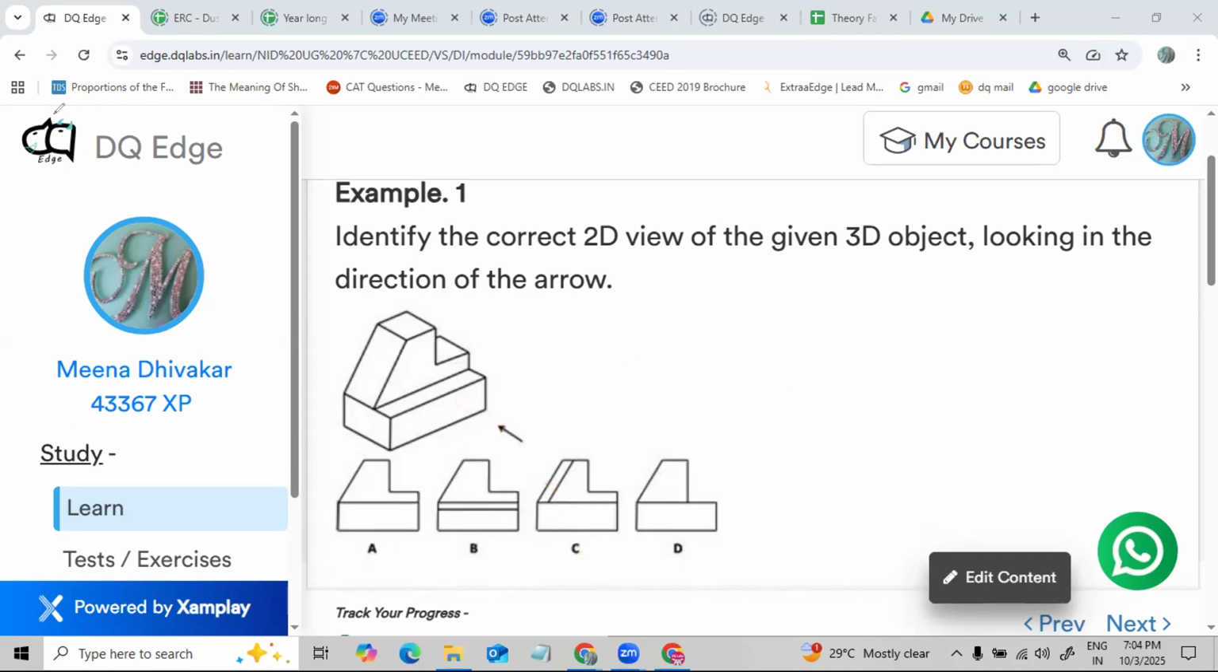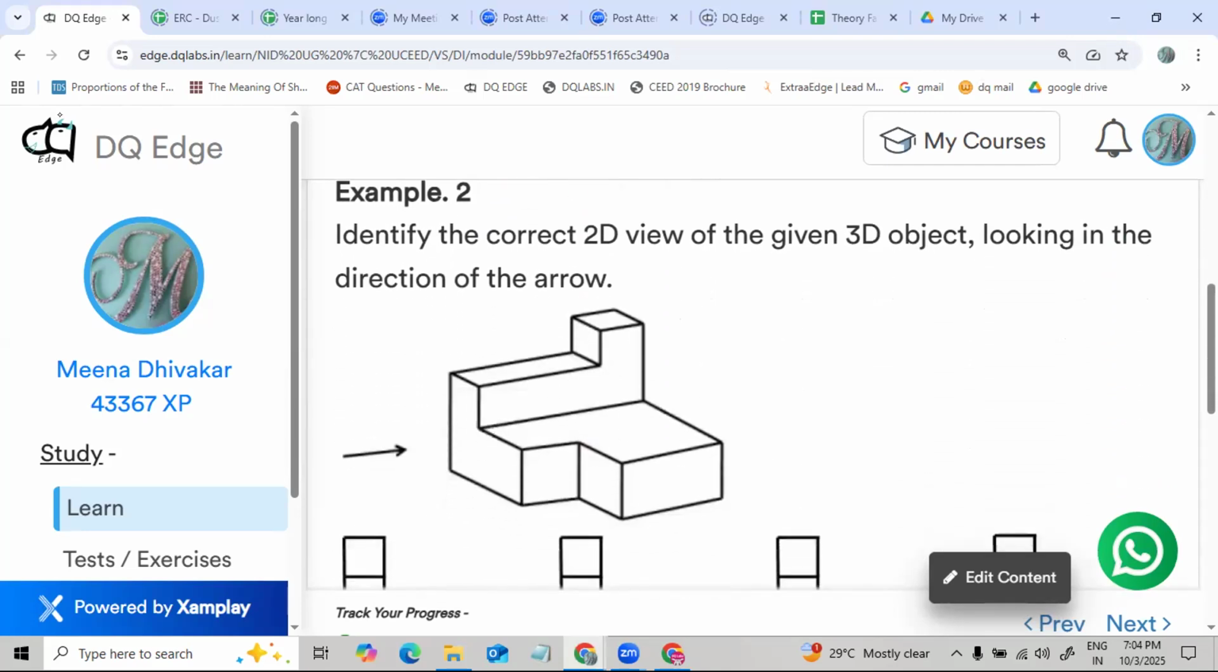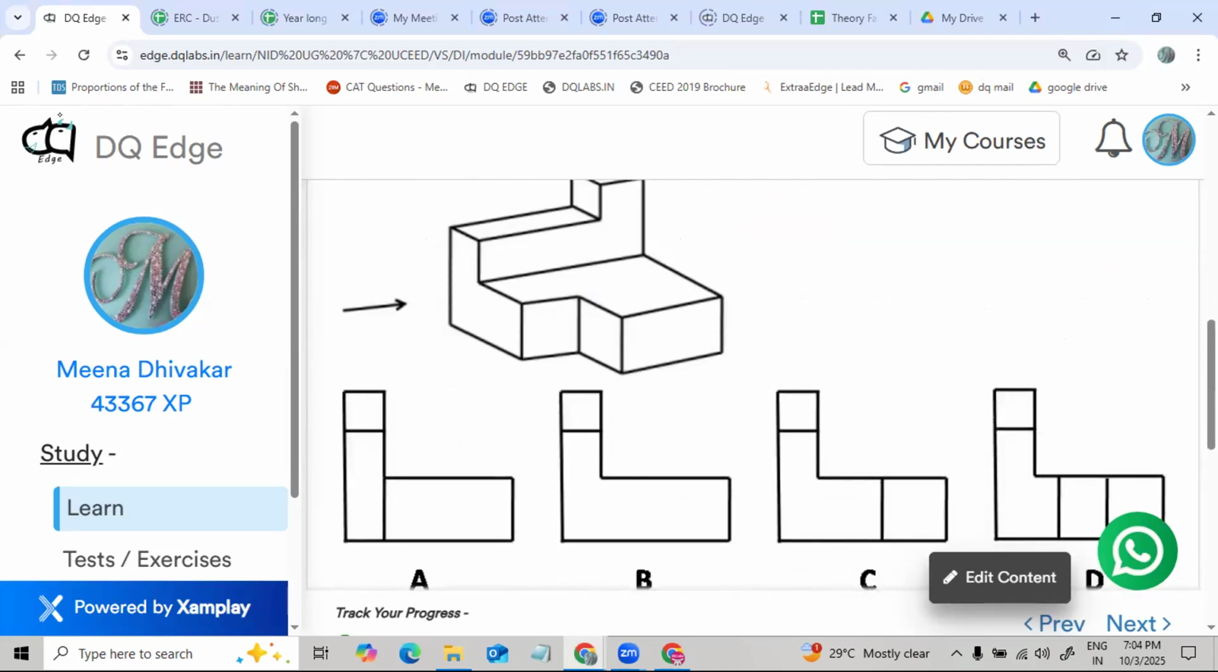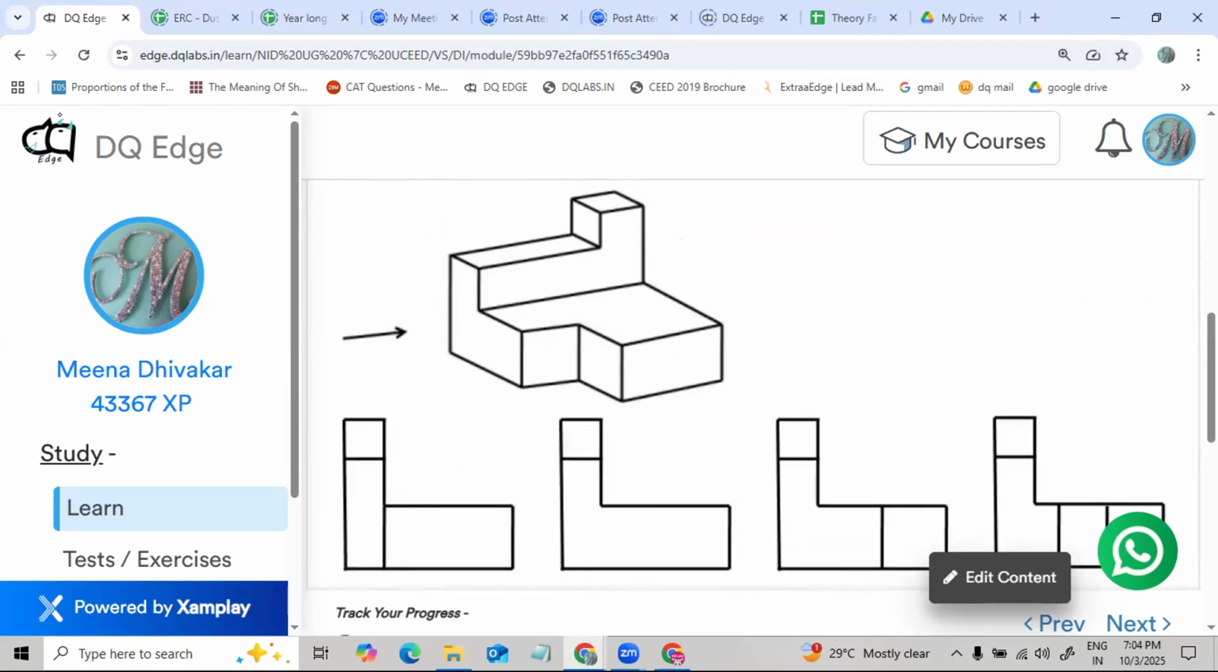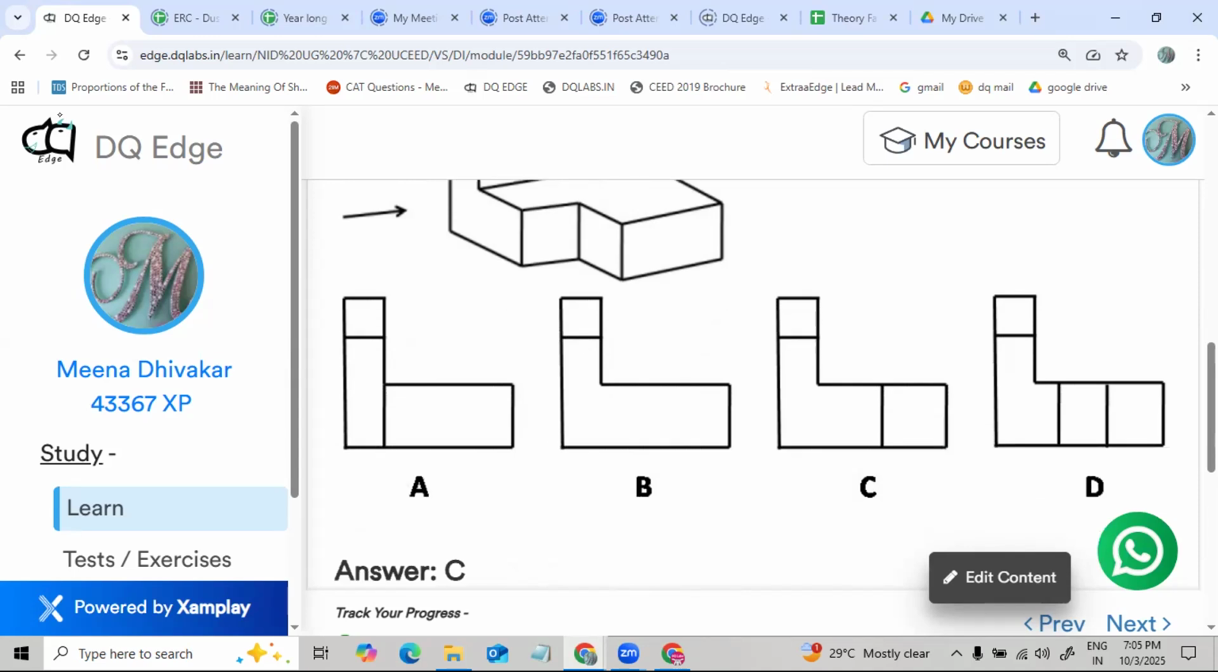Coming to the second example. Can you see this example and tell me which is the correct view? How many surfaces can you view from this left? Three surfaces. So which one will have three surfaces in your picture? Either A or C. B is ruled out, it has two. D has four, so ruled out. C is correct, because I have the smaller rectangles, two surfaces, and one L shape. But in A, I don't have the L shape at all. So A is ruled out. Only C is correct.